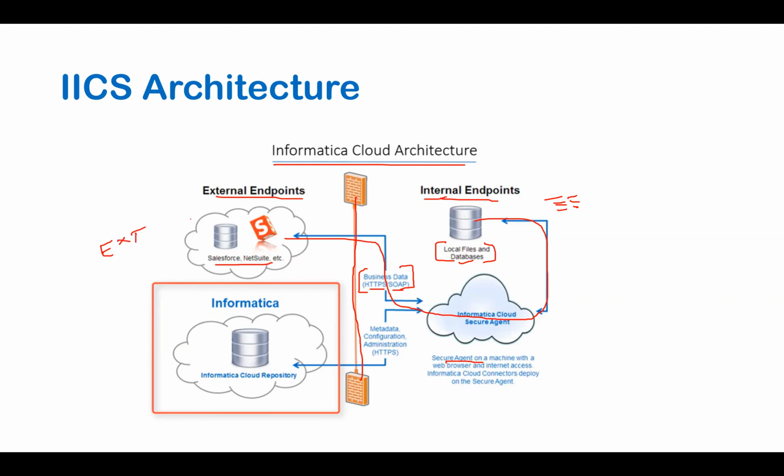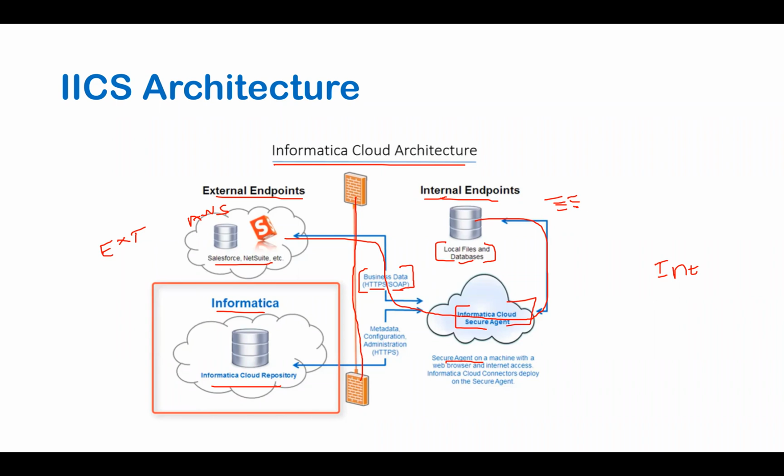Why? Because assume that AWS or any other systems on the cloud, that is our external. Informatica Cloud repository is on the external. So this is our internal. On the right hand side, we are seeing the internal. Internal means this will be maintained by our on-premises company organization, and the Informatica Cloud Secured Agent also will be installed there.